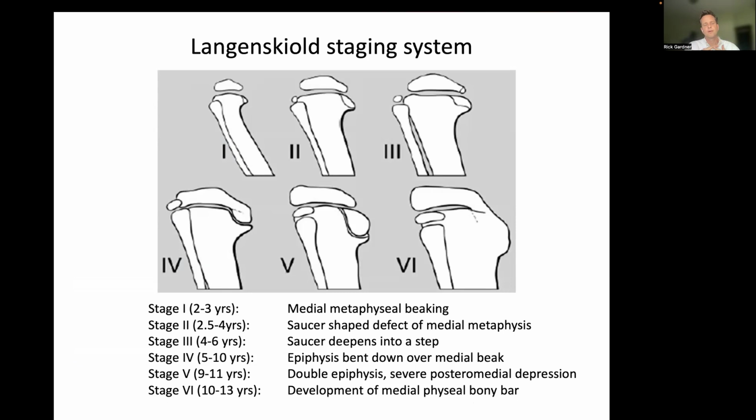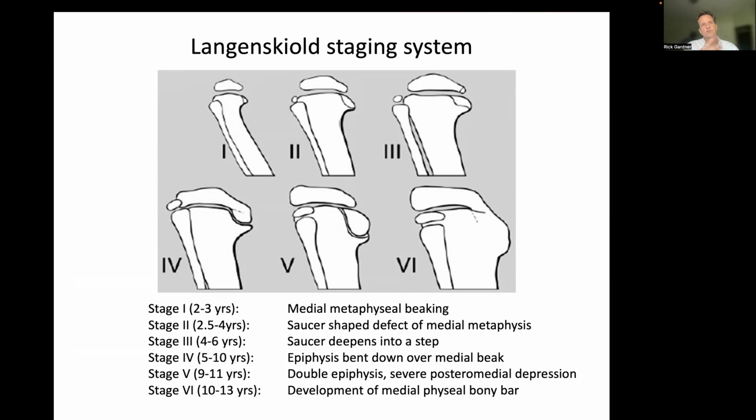So this is really talking about the evolution of the condition of infantile Blount's, and it goes up with the age of the patient, stage 1 to stage 6. In stage 1, you can see in the picture on the top left, you've got some medial metaphyseal beaking, and that's often in a child between 2 and 3 years of age. In stage 2, a child is a little bit older, between 3 and 4 years of age, where you start to see the saucer-shaped defects in the metaphyseal region of the medial proximal tibia.